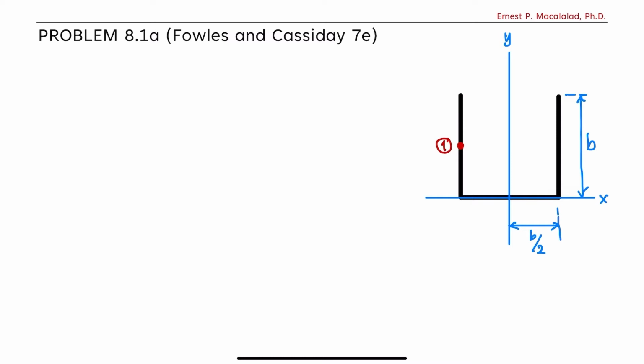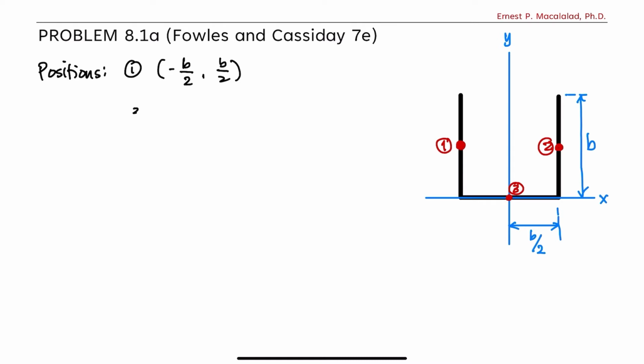Same goes for this segment, so let's call this segment number 2. And this segment is segment number 3. You will notice that the representative particles have positions as follows. Segment 1 is at negative b over 2, and then the y component would be at b over 2.